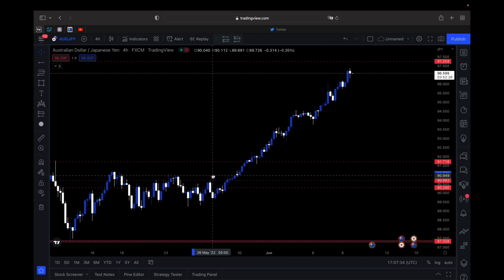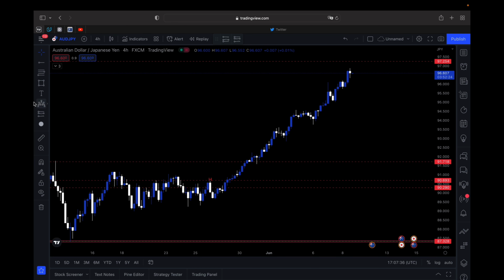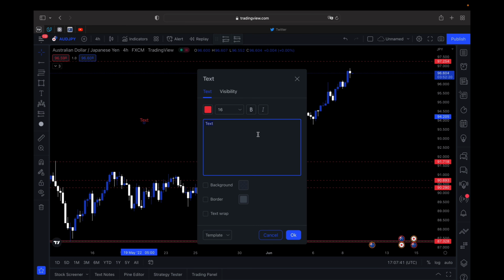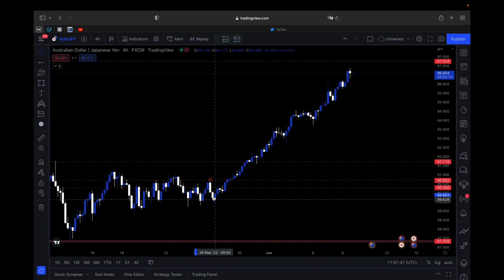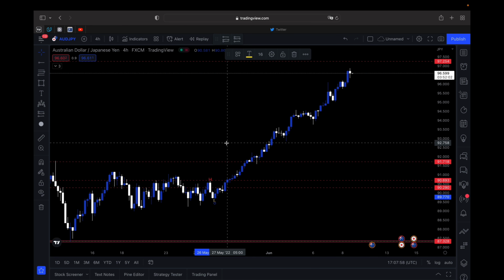so here a high here and here a low. So these are the first two highs and the lows that began this trend, the high and the low here. So change color to yellow.